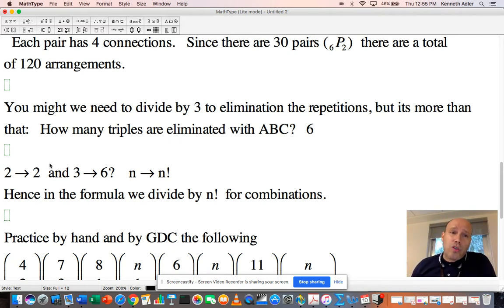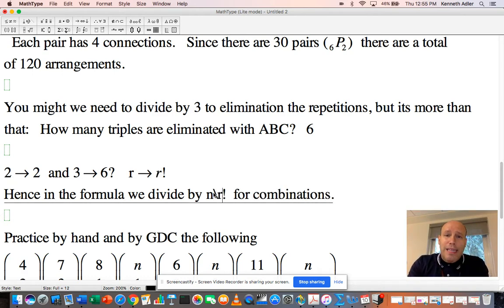So if 2 goes to 2 and 3 goes to 6, we know it's n goes to n factorial. Actually, it should be r. You know what? I could change that. It actually should be r goes to r factorial. So hence in the formula, we divide out the 6 or the r factorial for combinations.